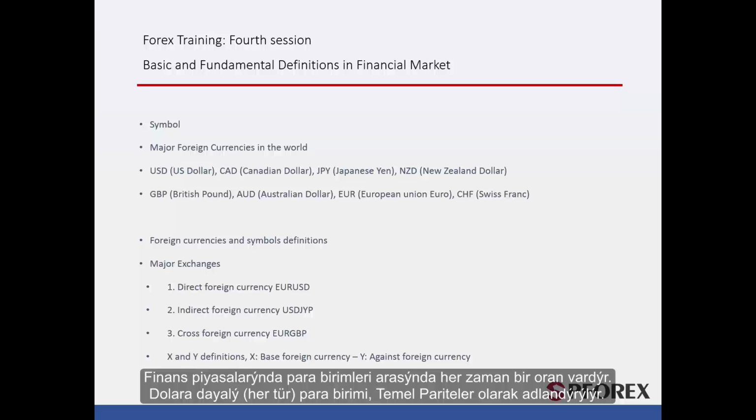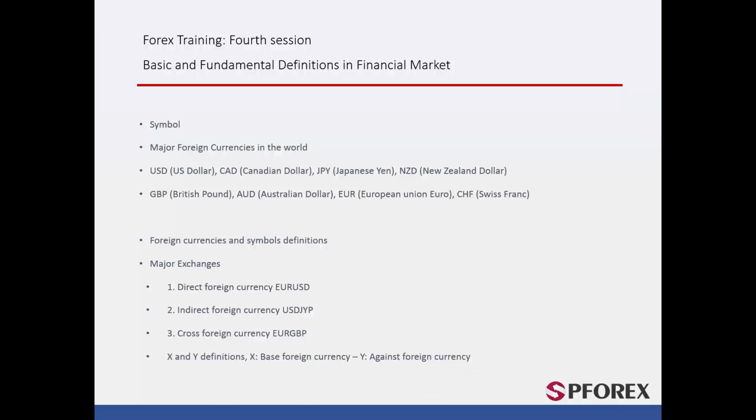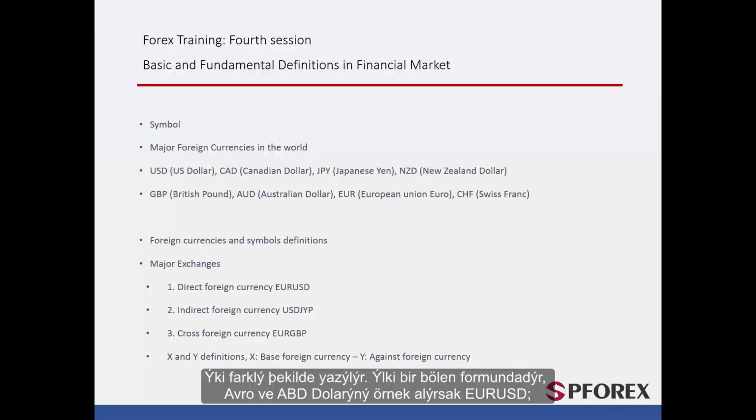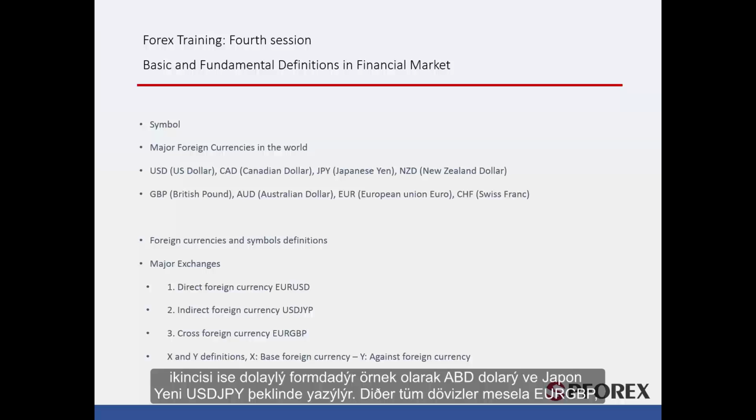Currencies based on a dollar of any kind are called major currencies. These are written in 2 different ways. In a form of the denominator, for example, the euro and US dollar is EUR USD. Second way is an indirect, for example, the US dollar and Japanese yen, USD JPY.